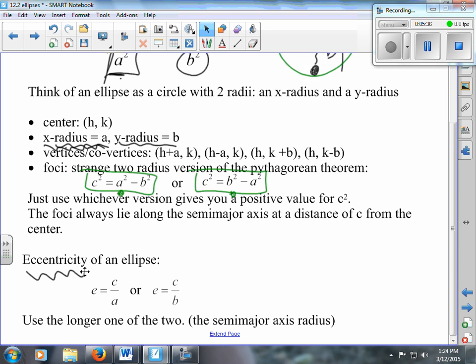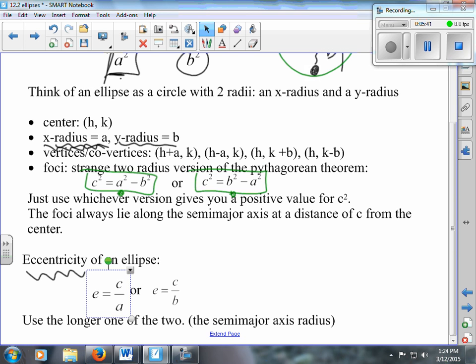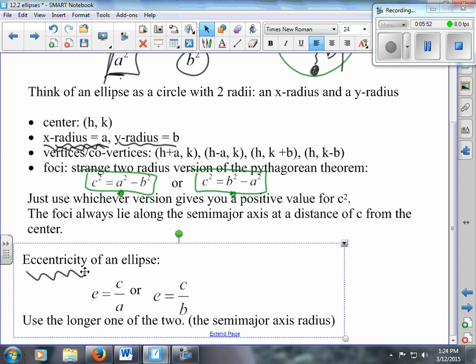The way you measure it, or the way that you calculate the eccentricity, is it is the focus radius over the major axis radius. Okay, major axis radius, semi-major axis radius, same words, same meaning. It means the same thing.